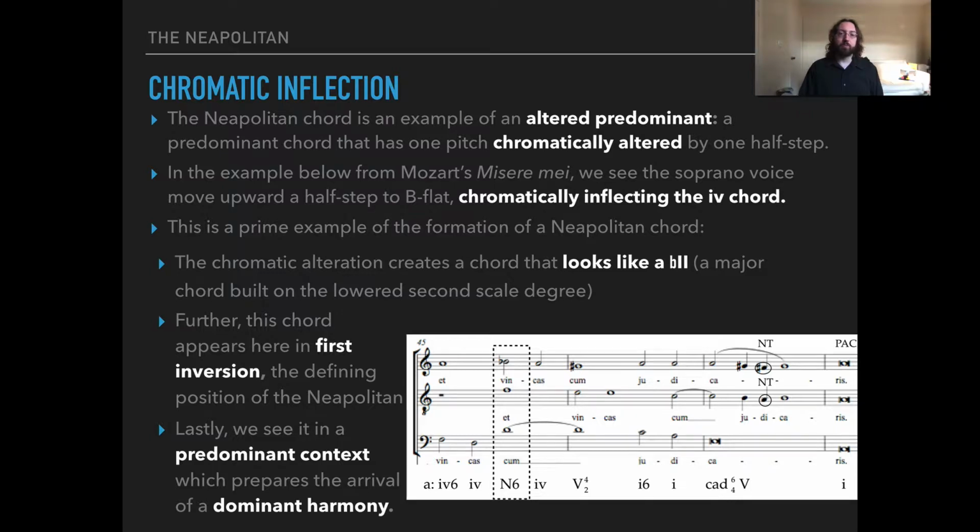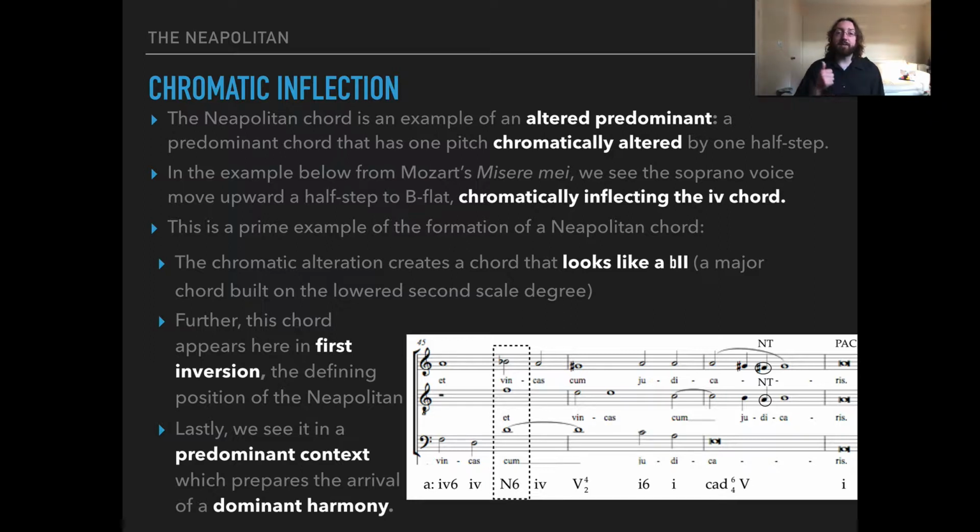It looks like it's built on the flatted second scale degree, and it looks like it could be analyzed as a flat major II. However, it's important to note that this chord is appearing in first inversion. This is the defining position of the Neapolitan harmony. It's almost always occurring in first inversion, and in fact, most theorists, if they see a chord that looks like a Neapolitan that's not in first inversion, they talk about it as a different sort of harmony.